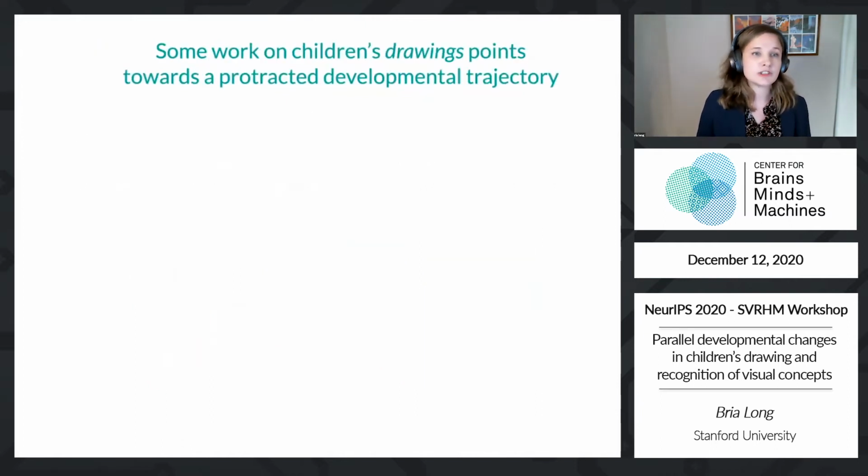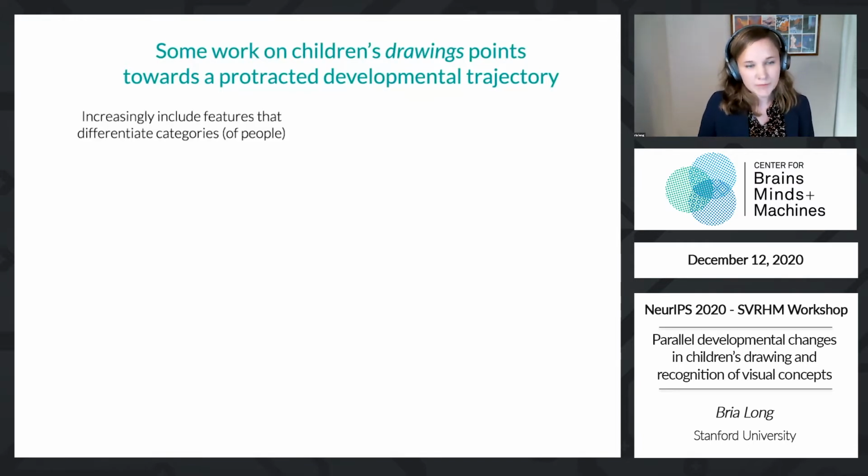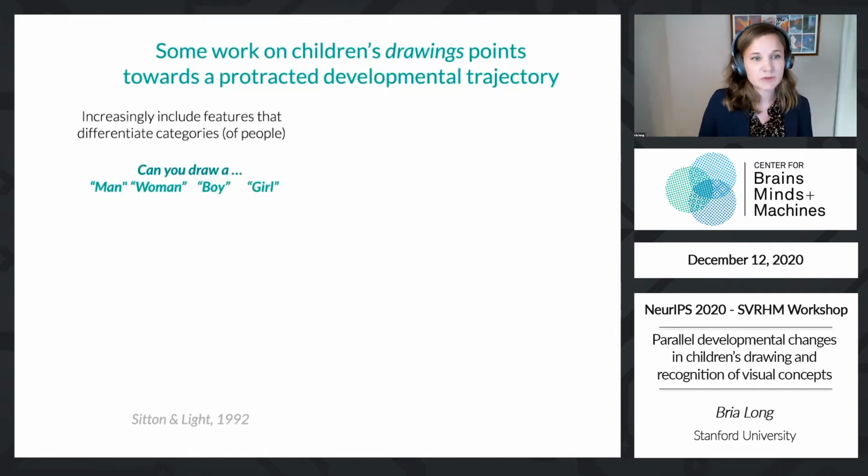In addition, some work on children's drawings points towards a protracted developmental trajectory for visual concepts. For example, when asked to draw different categories of people, only older children include the visual features that tend to distinguish between them.